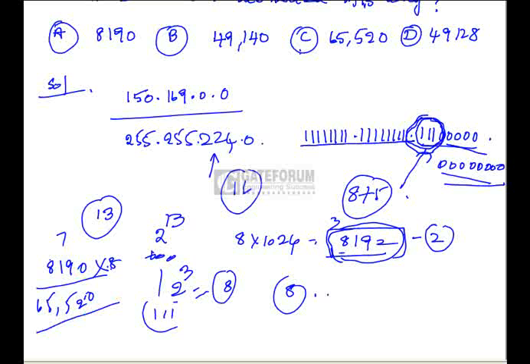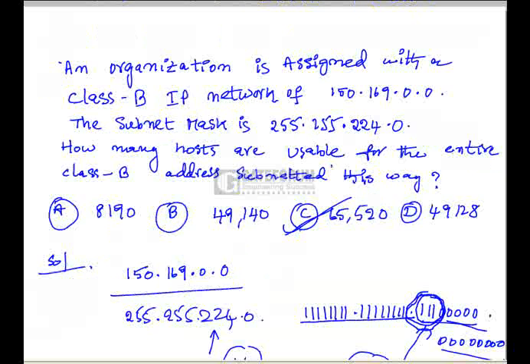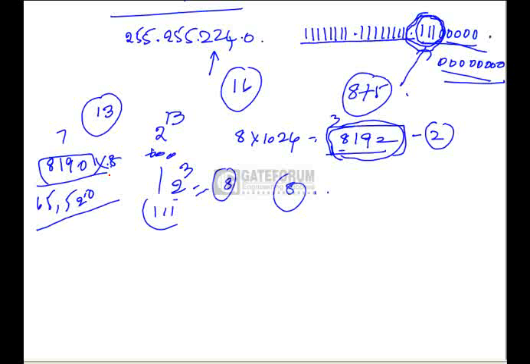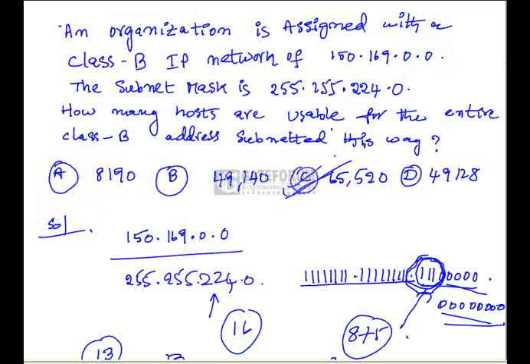65,520 is the answer. Option C is the correct option, because there are 8 subnetworks in this class B address, and each subnetwork can have a maximum of 8190 usable hosts. 8190 into 8 is 65,520. So option C is the correct option here.